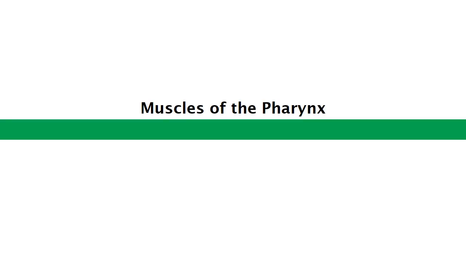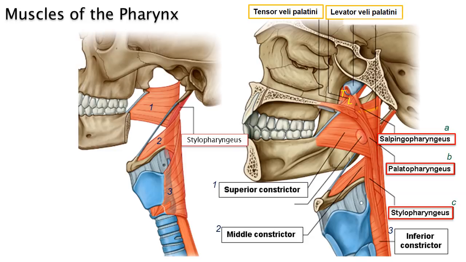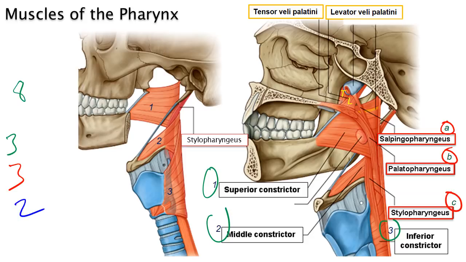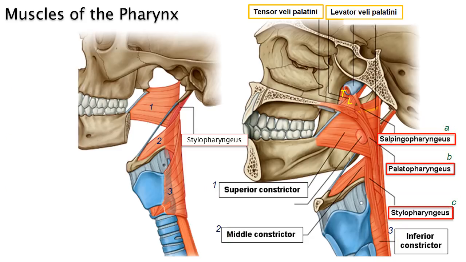Okay, so let's switch gears ever so slightly and talk about the muscles of the pharynx. In the discussion today, we're going to have a total of 8 muscles. We're going to have 3 constrictor muscles, 3 long, thin strap muscles, and then we'll have 2 palatal muscles, specifically soft palate muscles.